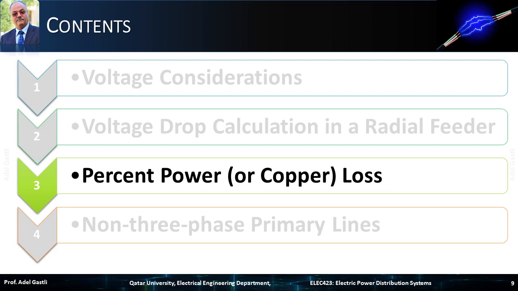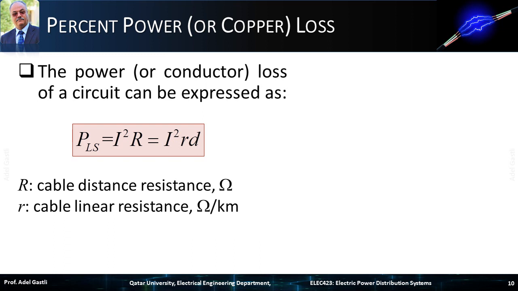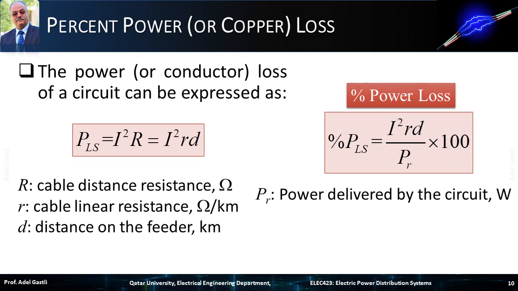Now, we will see how we can calculate the power or copper loss in a distribution system feeder. As you know, the power or conductor loss of a circuit can be expressed simply as PLS equals I squared R, or I squared r d, where big R is the cable total resistance in ohms, small r is the linear resistance in ohms per kilometer, and d is the distance on the cable. We can also express the loss in per unit or percentage of the power delivered by the circuit, denoted by PR, by dividing the power loss in watts by PR. Note that PR is the receiving end power of the feeder section under consideration.